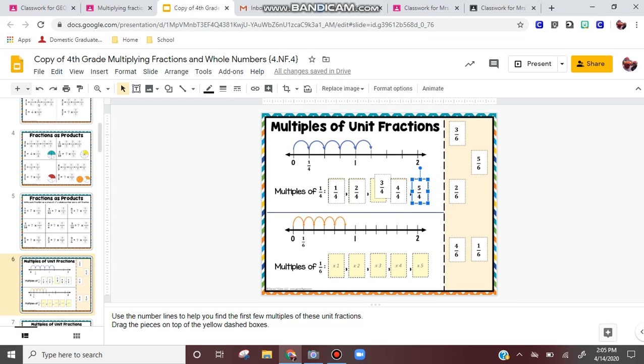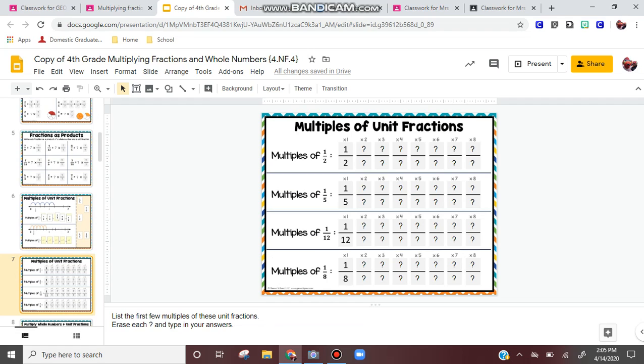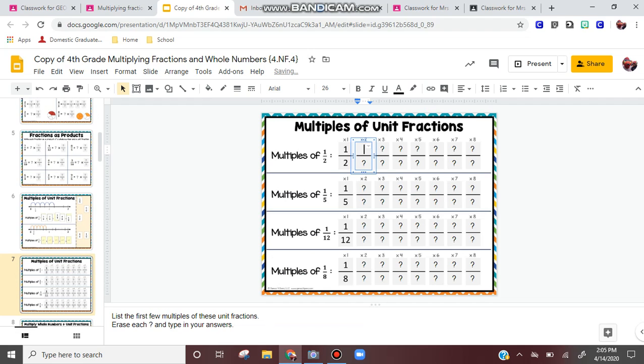Okay, so there's that one. Oops, I'm moving that by accident. 7, so multiples of 1/2, so 1/2, 2/2, 3/2, 4/2. So you're going to keep that bottom number the same. So this would be 2/2, 3/2. Oops, see, I deleted it too. You've got to make sure that cursor is blinking or you'll accidentally delete it. 4/2. So that bottom number will stay the same.